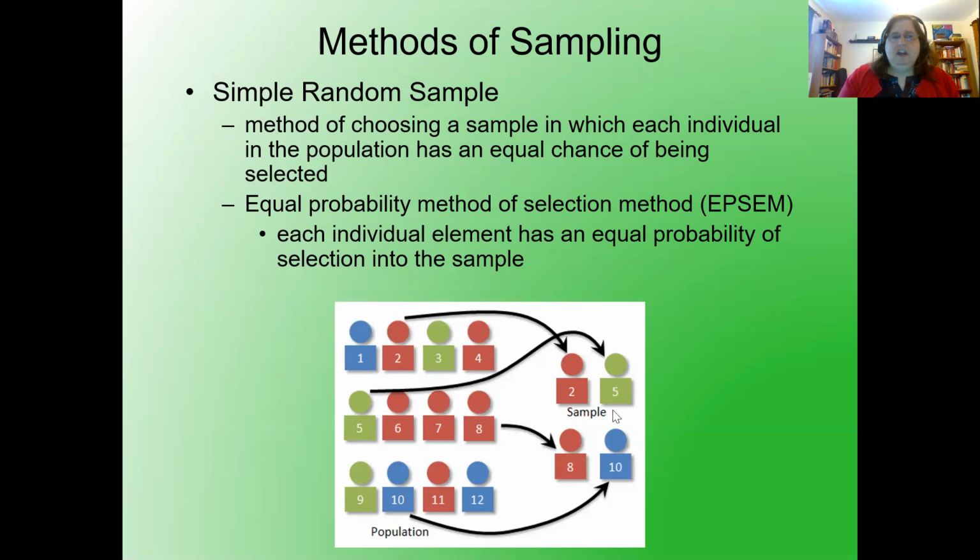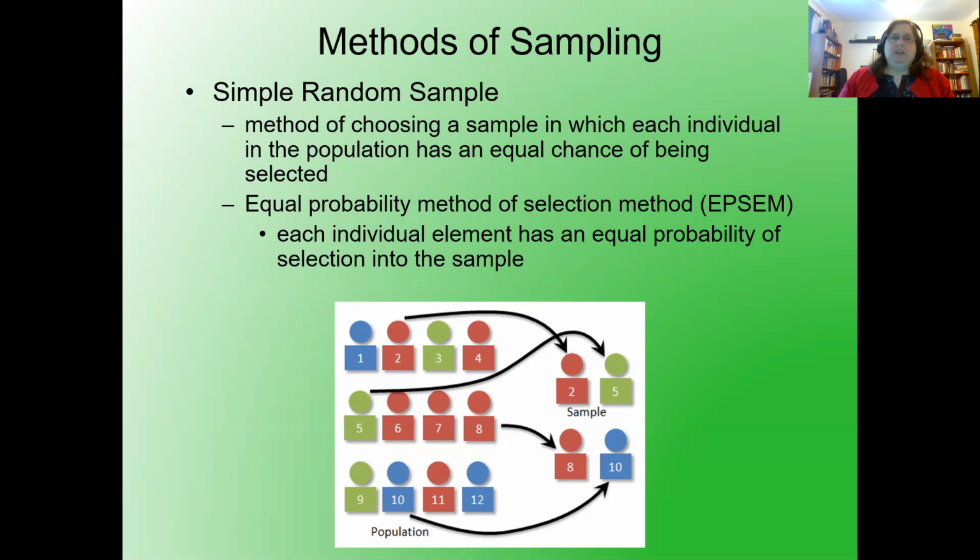Great. How did that work out? Well, it just so happens that we got 2 red, a green, and a blue. Isn't that perfect? Because 6 of 12 marbles in our population are red, half. 2 of 4 of our marbles in the sample are red, or half. 3 out of 12, or a quarter of our marbles are green. And here in our sample, a quarter of our marbles are green. And finally, 3 out of 12, or a quarter of our marbles are blue, and 1 out of 4, or a quarter of our marbles are blue.